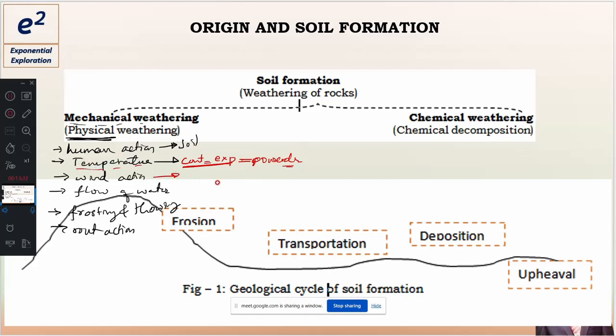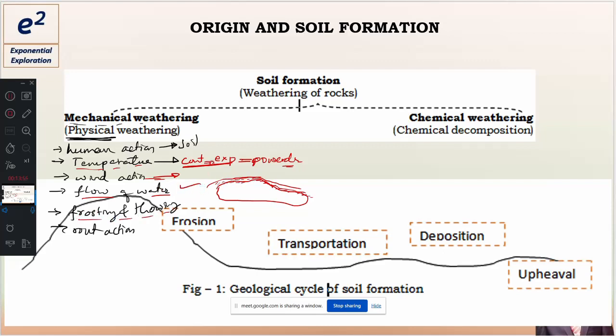Wind action: continuously wind blowing on a particular rock may erode some part of the soil, that is a wind action. And flow of water: when the water is flowing on the bed of a rock, it will carry small particles of the rock, that is disintegrating the rock, and that will form the soil.